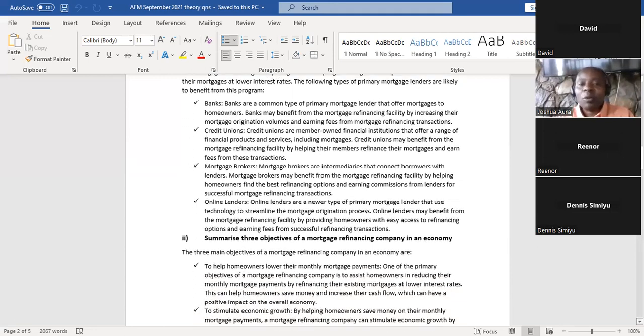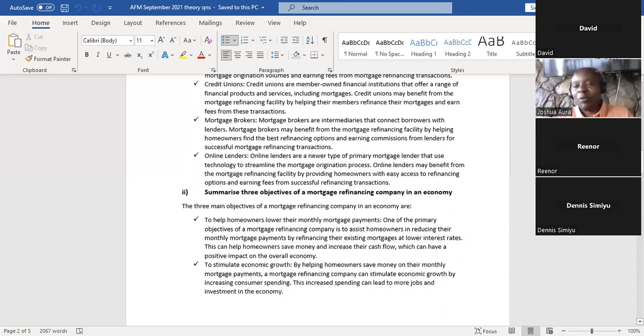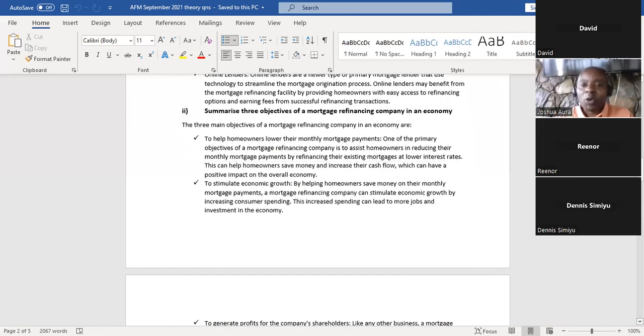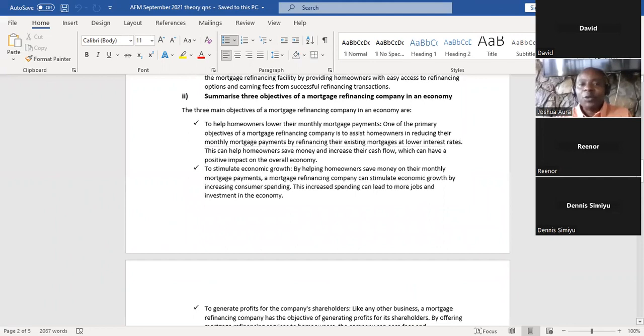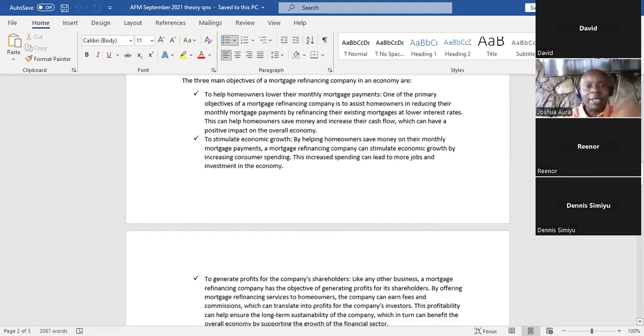A mortgage refinancing company in an economy helps homeowners lower their monthly mortgage payments. It also stimulates economic growth and liquidity. You don't want banks to collapse because they have given out most of their money through mortgages. By helping homeowners save on their monthly mortgage payments, a mortgage refinancing company can stimulate economic growth by increasing consumer spending, jobs, and so on.